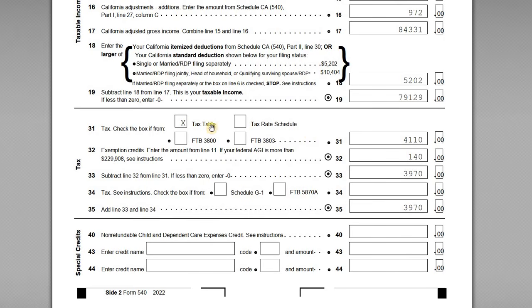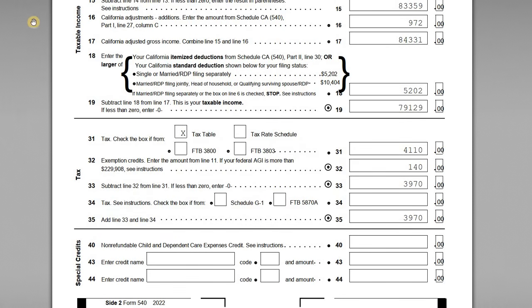So those two don't apply here. We just have the tax table option or the tax rate schedule option. And because our taxable income is under $100,000, we use the tax tables to calculate our tax, which is going to be $4,110. So how do we get that number?